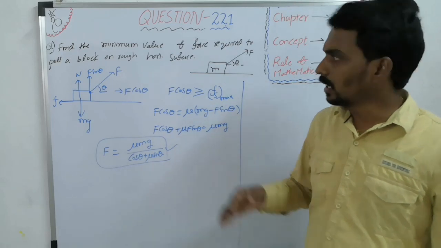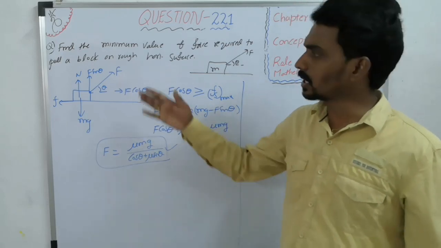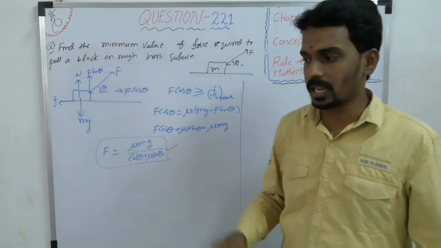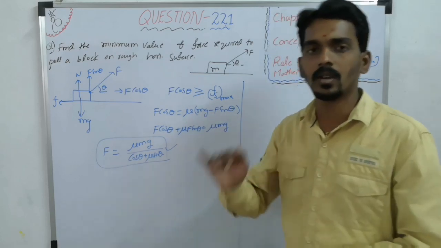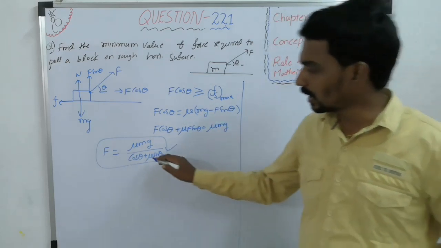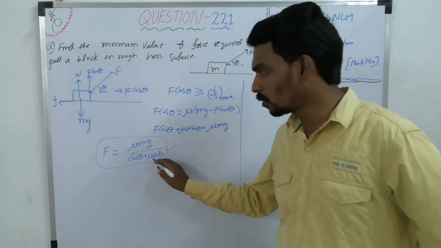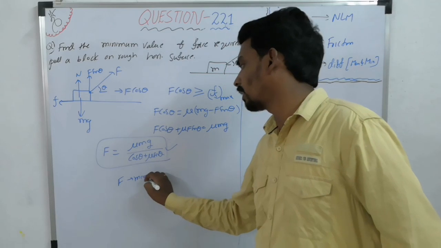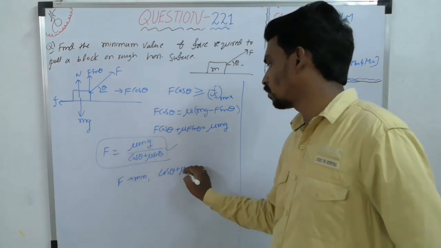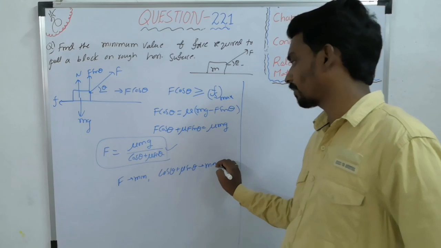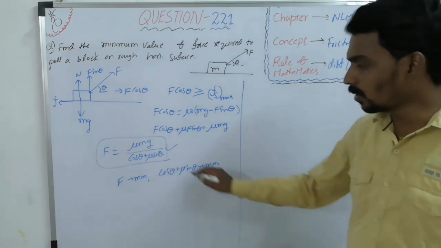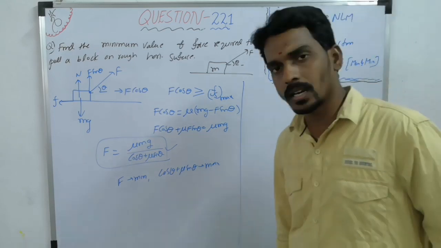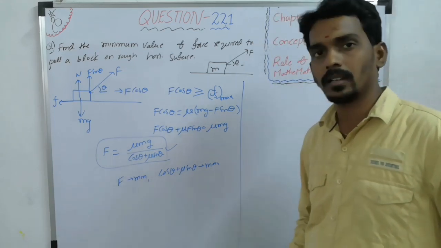But they are asking what minimum force is just enough to move the body. That means you can also change the direction, but you should apply the minimum effort to move the body. That means theta is now variable. Theta should be such that F becomes minimum, which means cos theta plus mu sin theta should become maximum. The denominator should become maximum. How do you get the maxima and minima condition? First order differentiation with respect to theta.